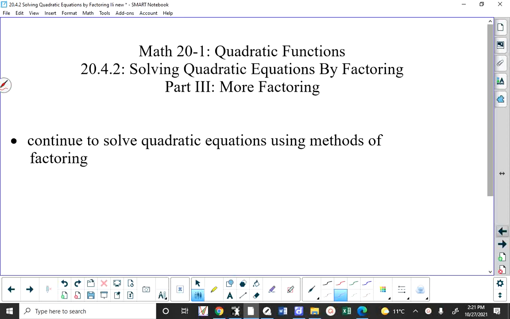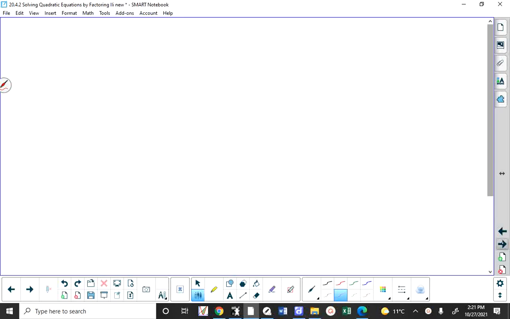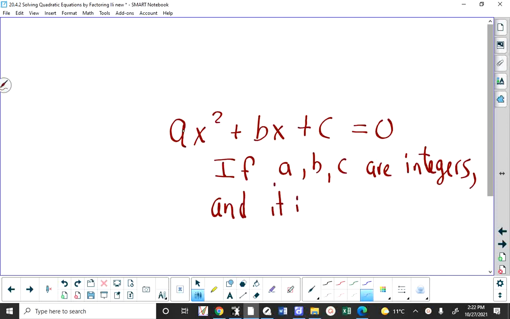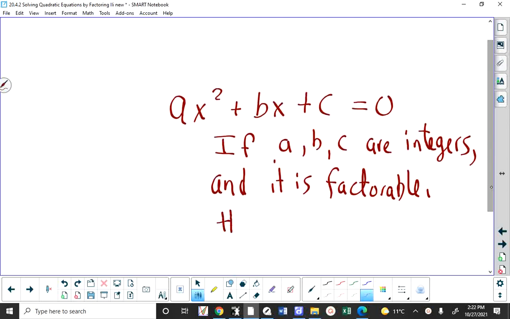So we're going to continue to solve quadratic equations using methods of factoring. We know how to solve a quadratic equation if the equation is ax squared plus bx plus c equals 0, if a, b, and c are integers and it is factorable, then we can solve it.